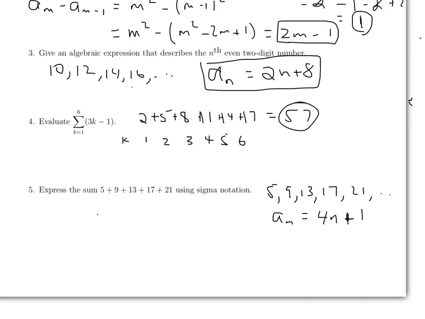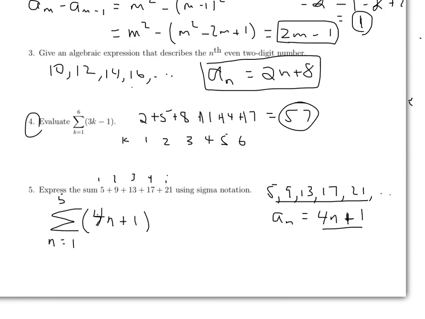So this is a formula that describes these terms, and so therefore this sum is going to be, I can even use the letter n if I want to. I can say n should go from 1 to 5, because there's 1, 2, 3, 4, 5 terms, and then just use this formula that I found that describes the terms. And if you understand how to do number 4, it's really easy to check number 5 because you can just evaluate this sum and see if it really does do what it's supposed to do. But that should work.